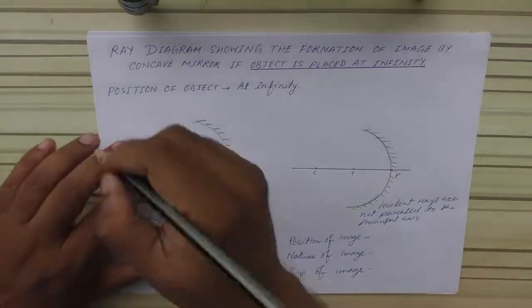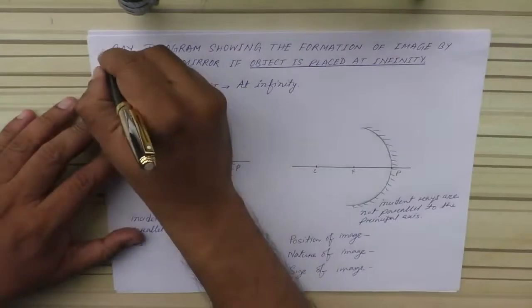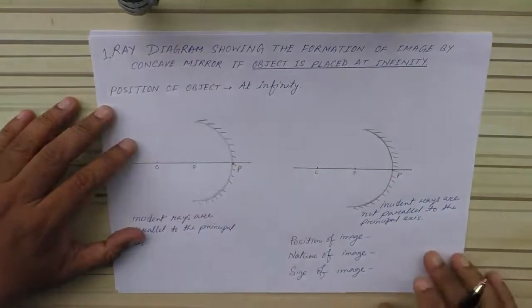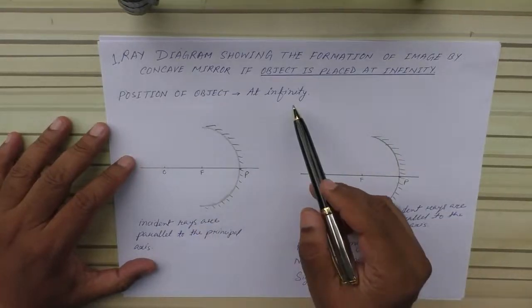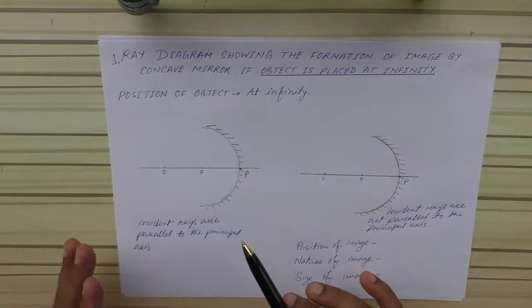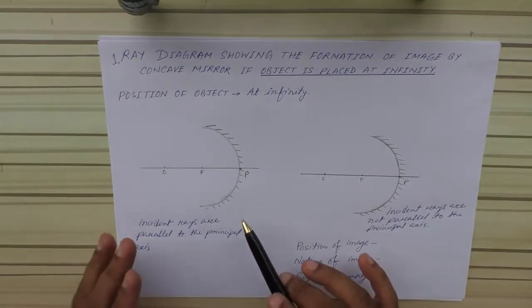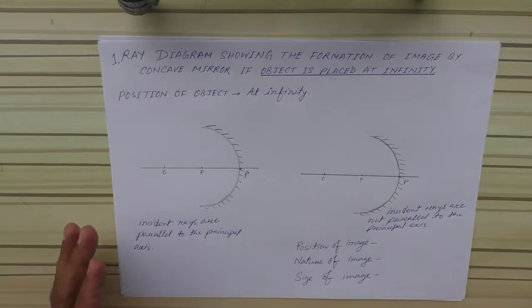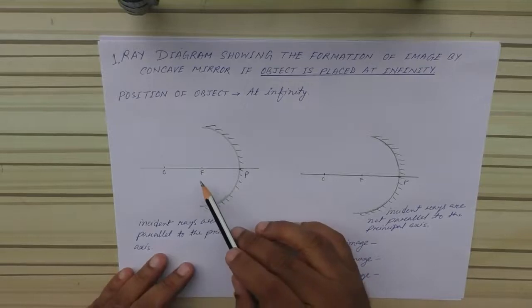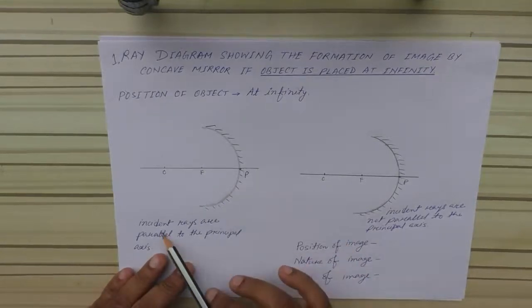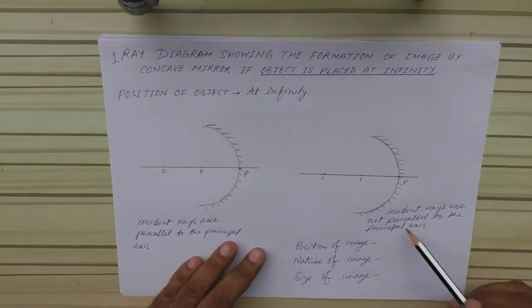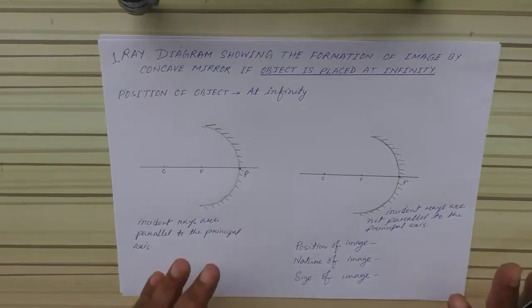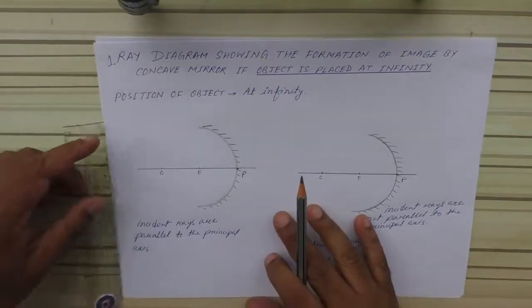Now I'll discuss our first ray diagram. First one is for a concave mirror where the object is placed at infinity. So the position of the object is at infinity. We will discuss the formation of image for a concave mirror by drawing the ray diagram. In the first case, the object is placed at infinity and I am considering the incident rays parallel to the principal axis, and in the second case the incident rays are not parallel to the principal axis. So in both cases the object is placed at infinity.